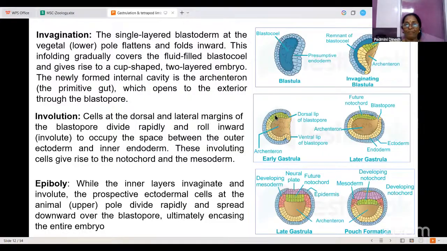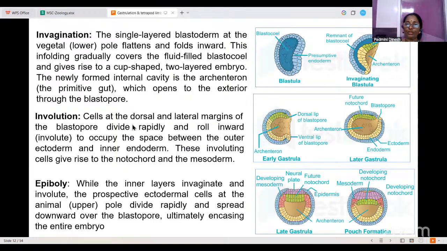In this picture, if you can see, invagination over here. So you have this single layered blastoderm over there at the vegetative pole, and this gradually folds. And as they are moving inside, the blastocele is decreasing in size over there. So you can see the blastocele that is going to be decreasing, and an archenteron is formed. And this is because of the invagination.